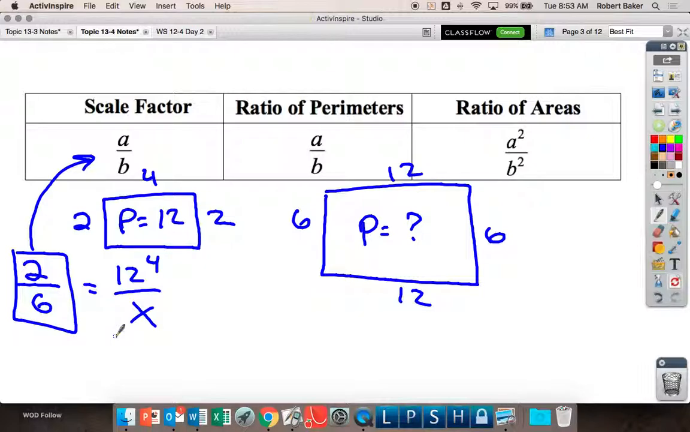So if you cross multiply, 2 times x is 2x, 12 times 6 is 72. Divide both sides by 2, and you get 36. And that is the perimeter when you add them all together. So it's kind of taking a shortcut step. And then the same thing goes here.